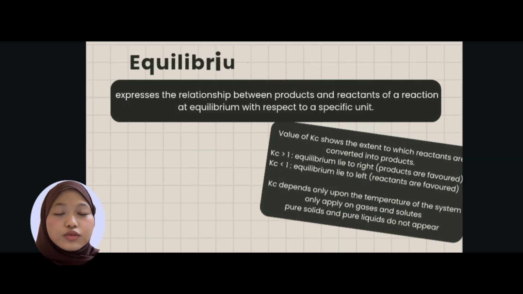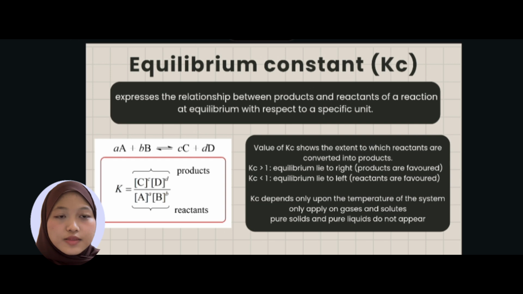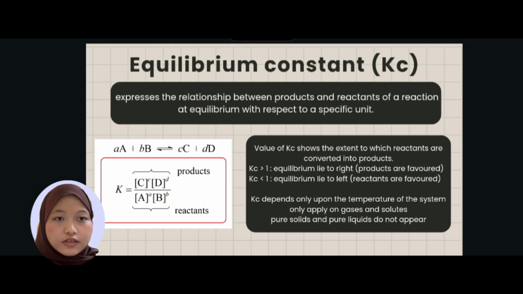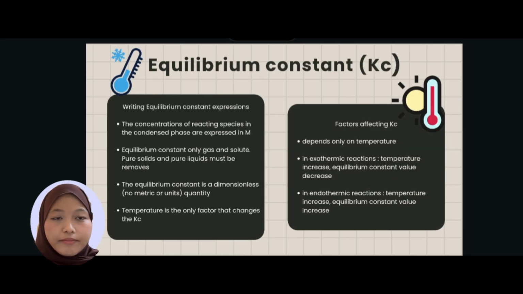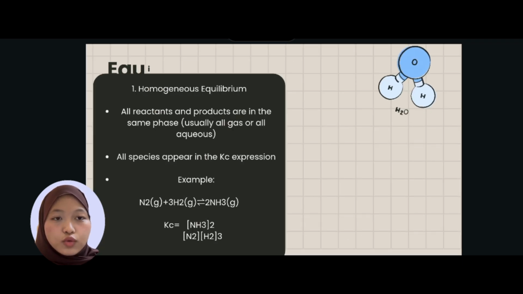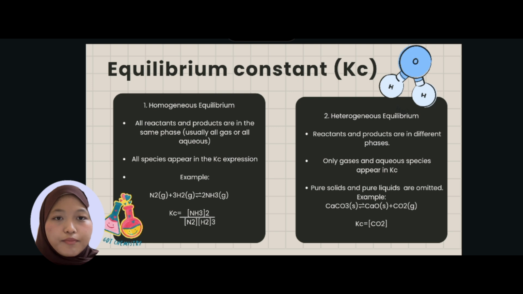Okay, next we go to the equilibrium constant Kc. Kc is expressed as the relationship between products and reactants of a reaction at equilibrium with a specific unit. The value of Kc shows how much reactants are converted into products. If Kc is more than 1, the equilibrium lies to the right, so products are favored. If Kc is lower than 1, the equilibrium lies to the left, so reactants are favored. And remember, the equilibrium constant depends only on temperature. It divides into two: homogeneous equations, when all species appear in the Kc expression, and heterogeneous equations, where pure solids and pure liquids are removed in the expression.